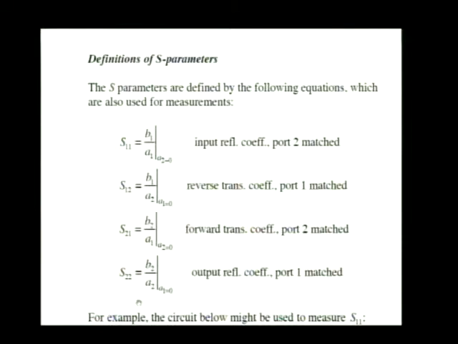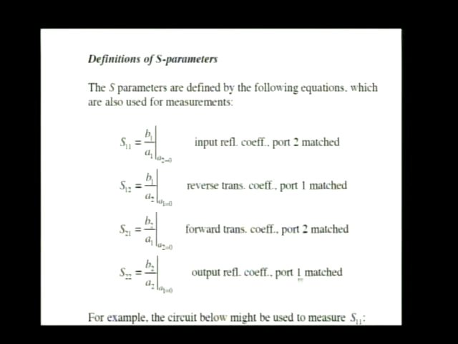Okay, and these things actually have names associated with them. S11 is often called the input reflection coefficient of the 2-port when port 2 is matched. When port 2 is matched, that's important. Matching port 2 means A2 will be equal to 0. Then, measure what comes out of port 1 when you have something incident on port 1. That's reflection. That's an incident wave being reflected off of port 1. That's why we call S11 a reflection coefficient when port 2 is matched.